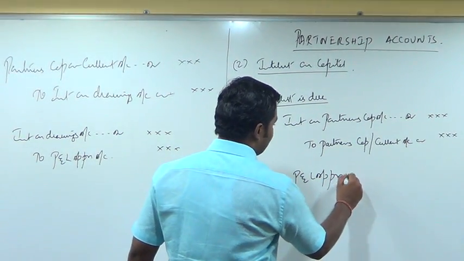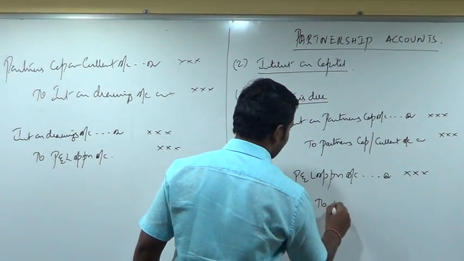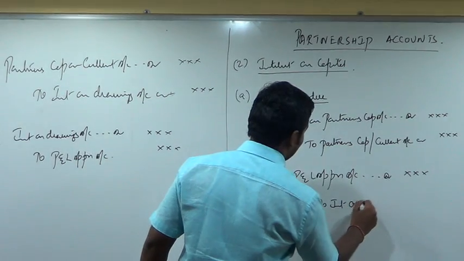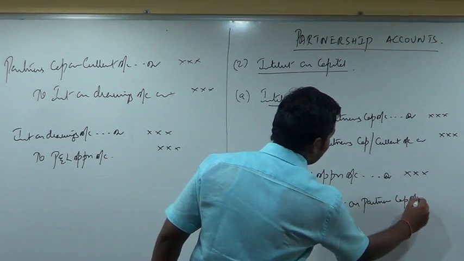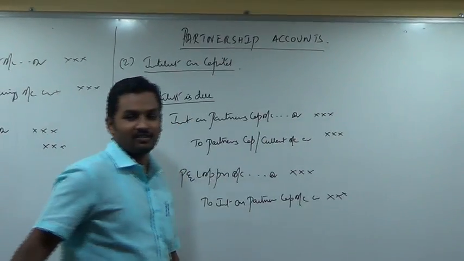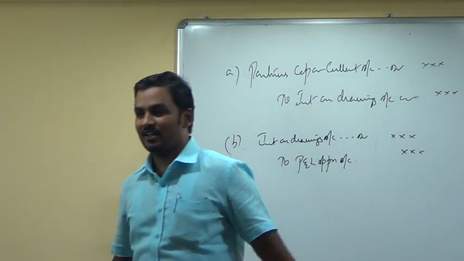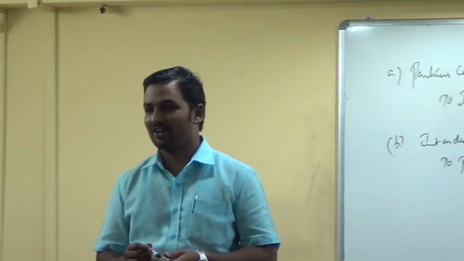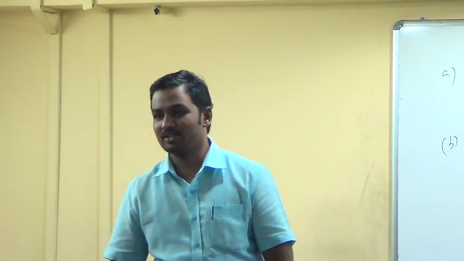Special graveyard. You remember graveyards? Trading account was a graveyard of what? Direct incomes and direct expenses. P&L account was the general graveyard. All other accounts which do not die by diving into the trading account, we throw into the P&L account and close them.